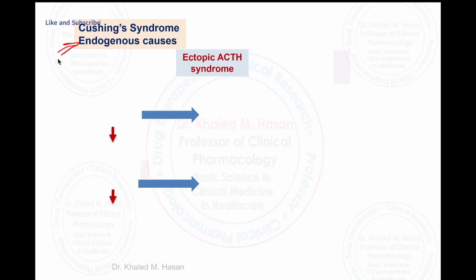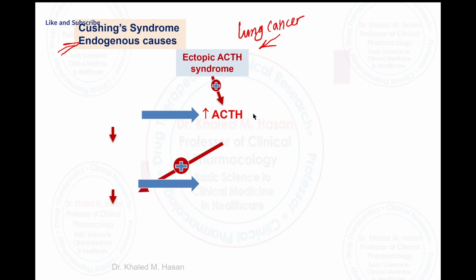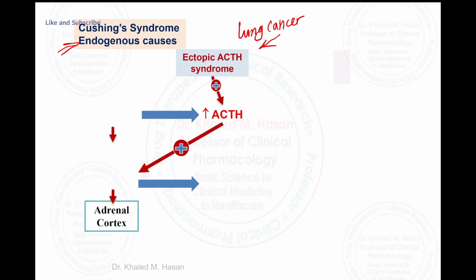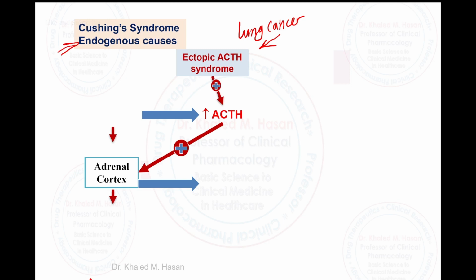Number one is ectopic ACTH syndrome, which could be small cell lung cancer, producing ACTH. You can see here the ectopic ACTH syndrome, lung cancer producing ACTH. ACTH stands for adrenocorticotropic hormone, and it will stimulate the adrenal cortex and increase the level of cortisone, and the patient suffers from Cushing syndrome.